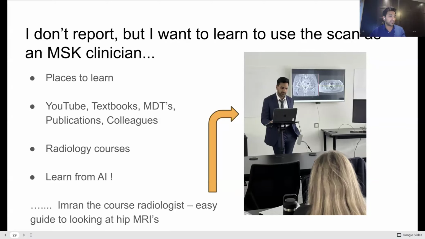Now, for someone like me, obviously, I have done this as my job. I've been doing this for a very long time, almost a decade of learning radiology, and I've been teaching radiology for a long time. But for yourselves, it's difficult to find a good place to learn. You may go to YouTube, textbooks, you go to MDTs, you read some publications, which can be really boring. Some of your colleagues may know a little bit about imaging, and they may teach you. You go to radiology courses, which are either not quite good enough, not really aimed towards someone like yourself, or they're aimed at other radiologists and they get really, really complicated. And obviously there's AI, yes, of course, you may be able to put an image onto AI and it may be able to point out some of the things.